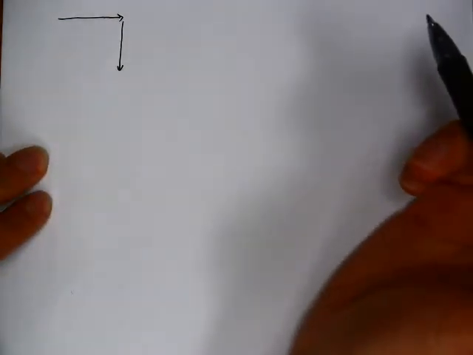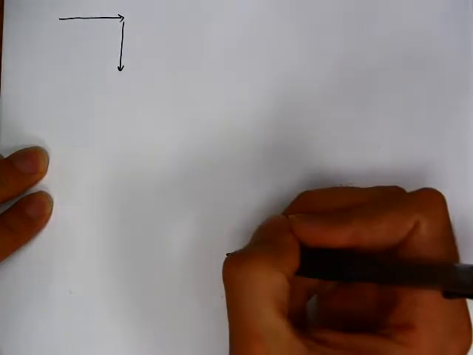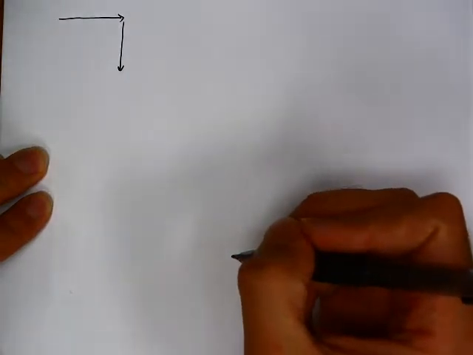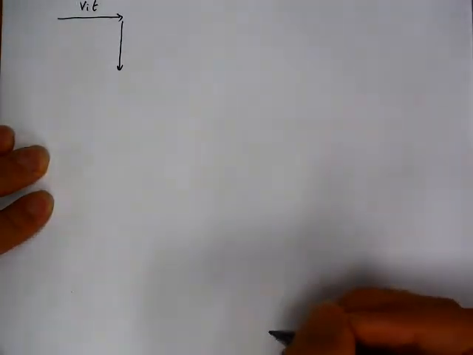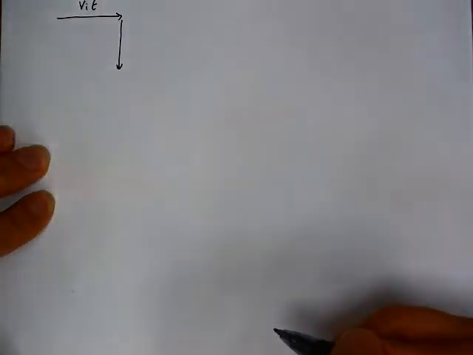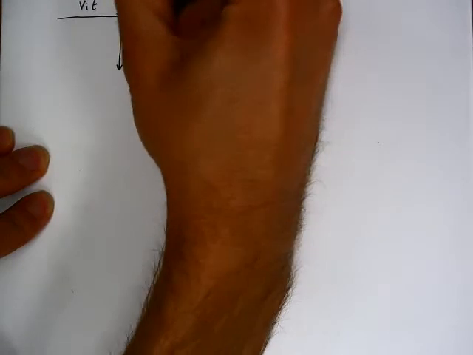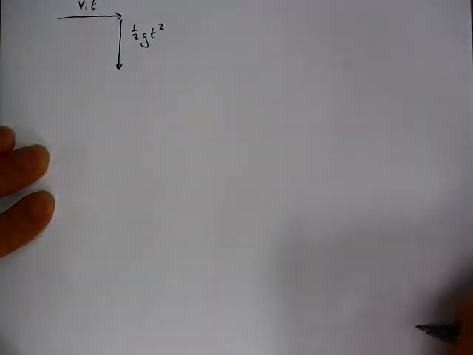These arrows, vectors I should say, represent displacement. So for a projectile that is launched horizontally, its horizontal displacement is equal to its initial velocity times time. And the vertical displacement, as we've been describing, is equal to 1/2 g t squared. That is from a gravity-free path.